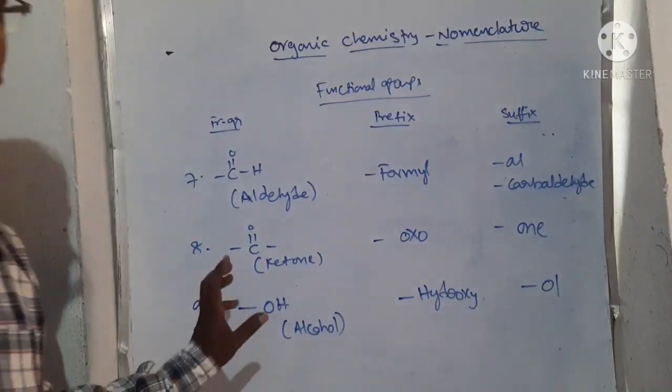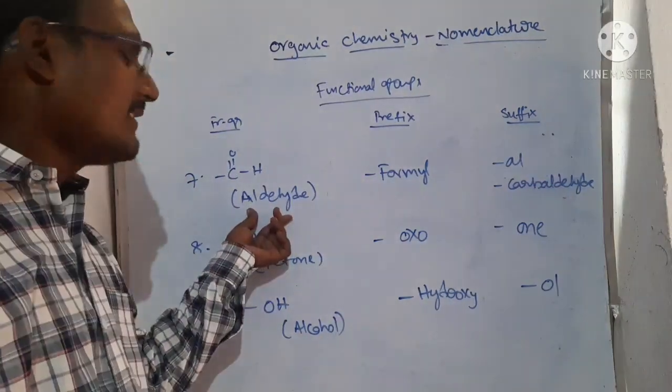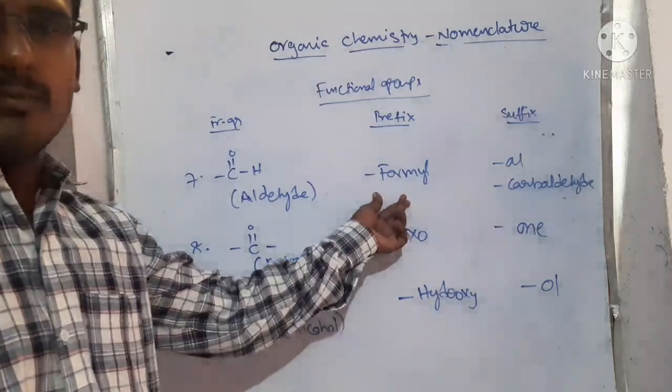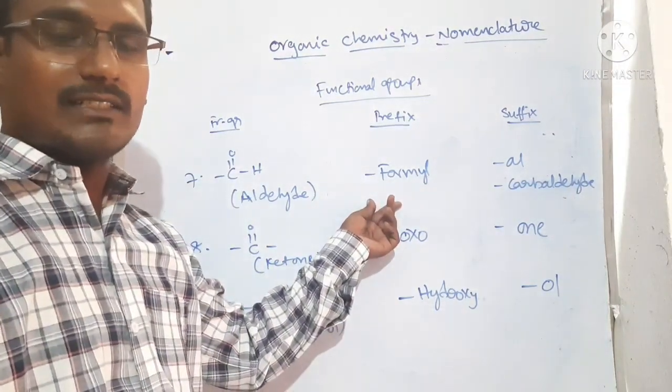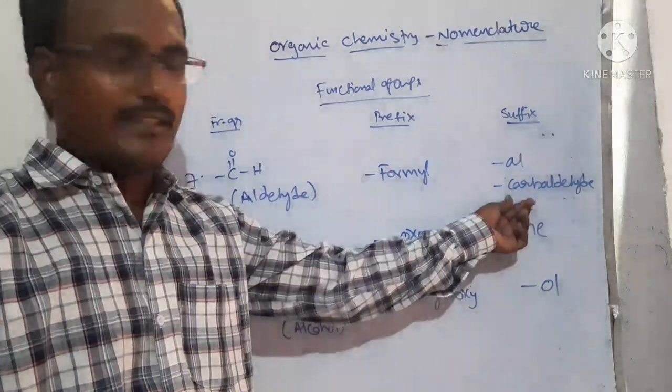Right? Let us see the seventh priority group. The seventh priority group is aldehyde, that is the CHO group. Here the prefix is formyl. If it is present as a prefix, you should use formyl. And the suffix is -al or carbaldehyde, both are acceptable.